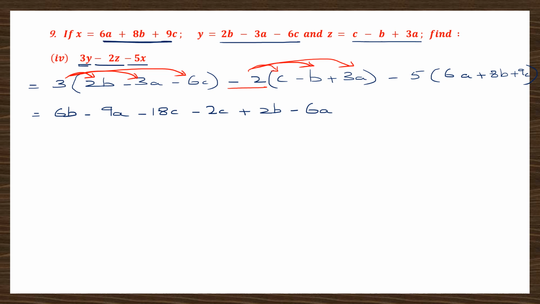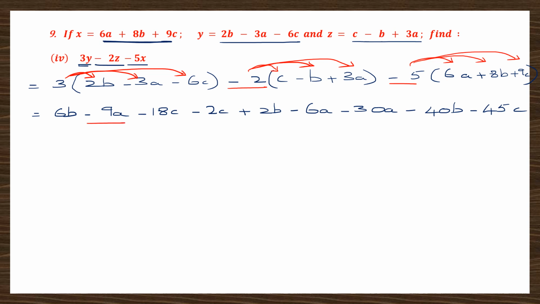Next one we're going to multiply minus 5 into 6a. The sign is minus. 5 6s are 30, 30a. Now minus 5 into 8b. Sign is minus. 5 8s are 40 and b. Now we multiply minus 5 into 9c. So the sign is minus. 5 9s are 45c.